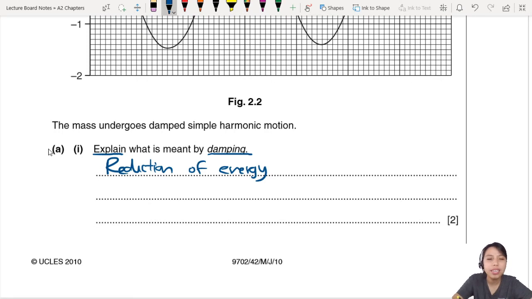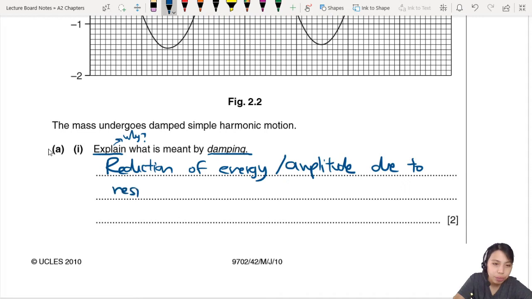due to frictional force and things like that. But anyway, reduction of energy, or you can say amplitude also. Amplitude gets smaller and smaller. Then why does this reduction occur? That's the explain part. So why? Must include that. Due to resistive forces or frictional forces. Resistive forces is the better term, in the system. So resistive forces in the system.